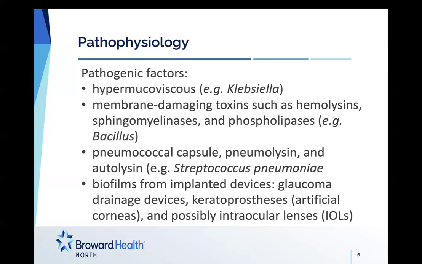Then there's the pneumococcal capsule, as well as pneumolysin and autolysin, which are found in strep pneumo. If the bug has those particular factors, it's going to prevent phagocytosis by neutrophils and allow for colonization and growth. And then lastly, you have biofilms that are found commonly on devices that are implanted into the body, such as glaucoma drainage devices, keratoprosthesis, which are artificial corneas, and possibly intraocular lenses. So any type of foreign object going into the body can produce a nidus for infection.